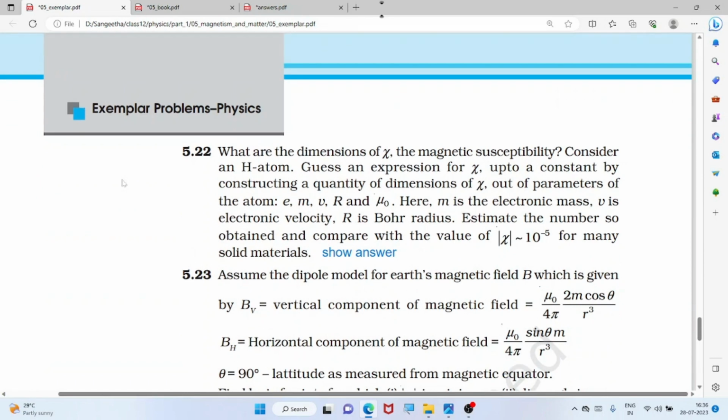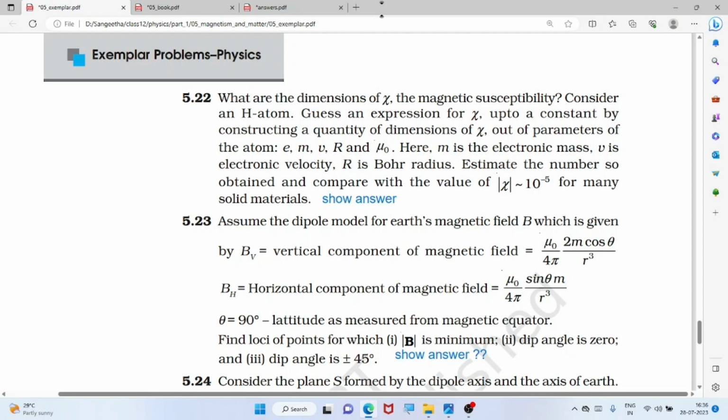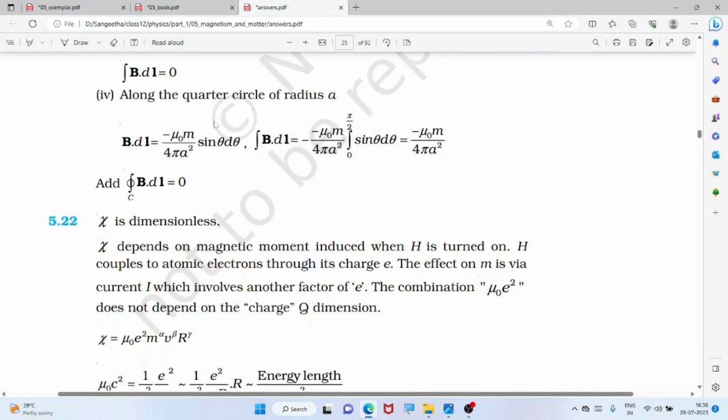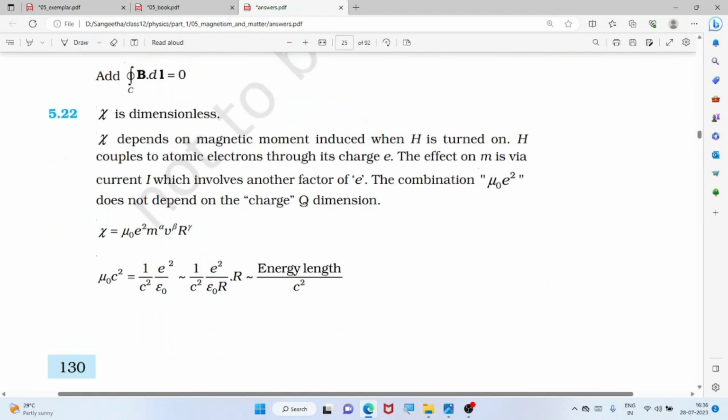What are the dimensions of the magnetic susceptibility? Consider a hydrogen atom and guess an expression for the susceptibility up to a constant by quantitative reasoning. Okay, you can go through this question and the answer. That is 5.2. You can go through this.